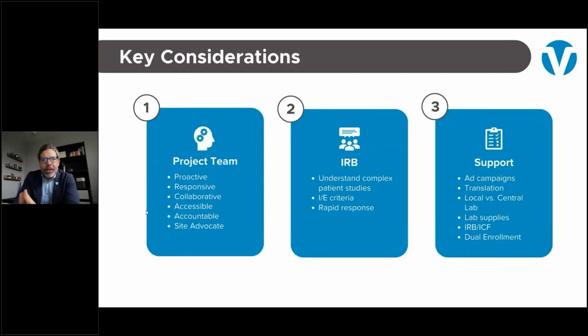Some additional considerations for success. From PM through support services, the project team needs all these qualities below. You're only as good as your weakest link. You got to align with an IRB that understands early phase patient studies. Specifically when it comes to IE criteria, you got to ensure the review cycles are timely and that they can provide rapid responses. And lastly, you got to proactively identify the support that is needed up front.